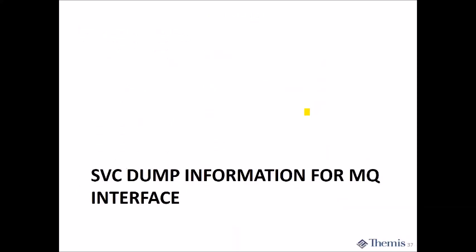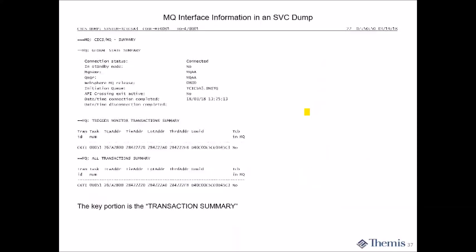Getting close. SVC dump. Now, if you're looking at a CICS SVC dump and you look at the MQ option, you're not going to see much information. You're going to see the queue manager name, its version, when it was connected. Now, there is a trigger monitor summary, CKTI. There's typically only one. Could be more. I'll show you in a minute.